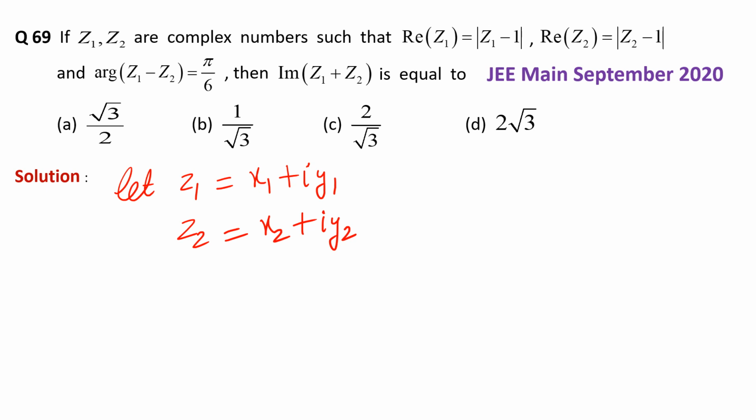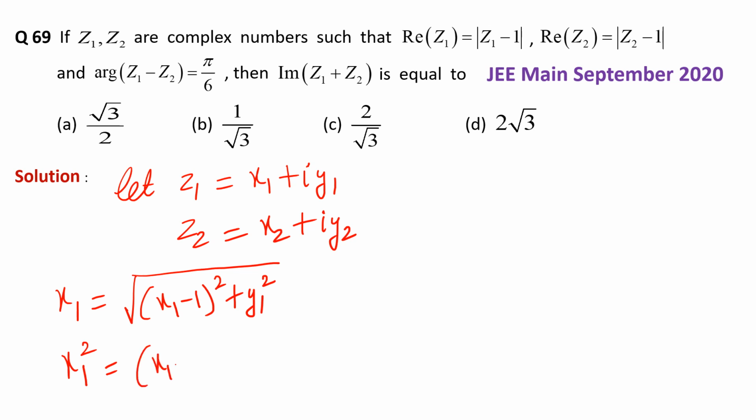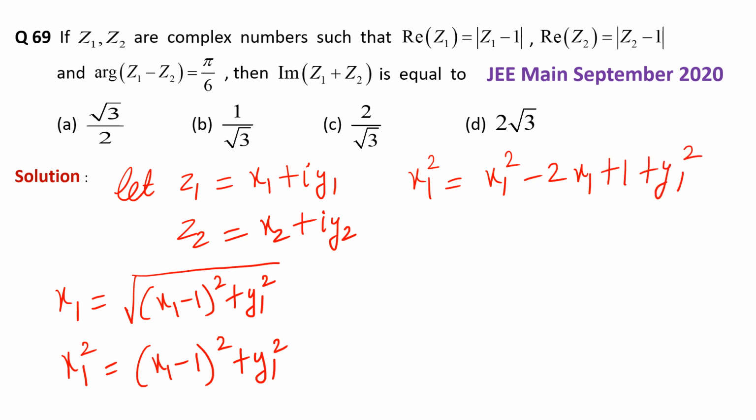Now, since we have real part of Z1 equal to mod of Z1 minus 1, so this means x1 is equal to square root of (x1 minus 1) whole square plus y1 square. Upon squaring both sides, we get x1 square equal to (x1 minus 1) whole square plus y1 square. This means x1 square equal to x1 square minus 2x1 plus 1 plus y1 square. So from here we get y1 square equal to 2x1 minus 1, right?